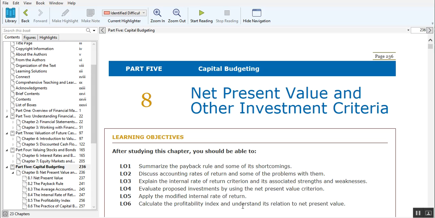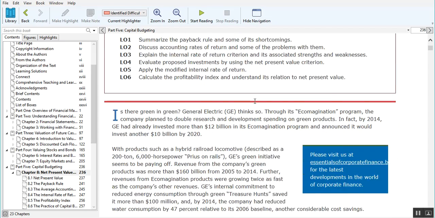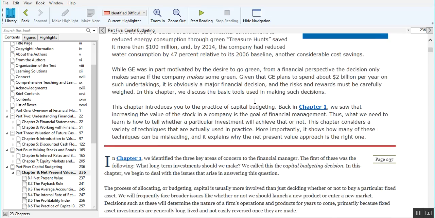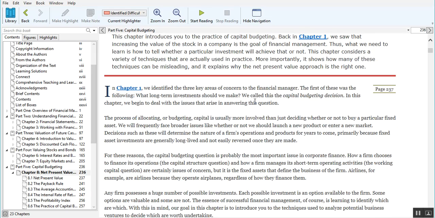Okay, this is video number 2, and it's net present value and other investment criteria. We're going to look at different ways that we determine whether we should invest in a project or not. In Chapter 1, we talked about one of the major decision-making areas was whether or not we should invest, or where we should invest, which investments we should take, and that's called capital budgeting decisions.